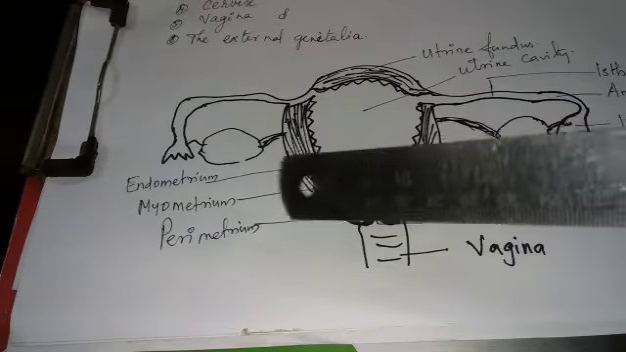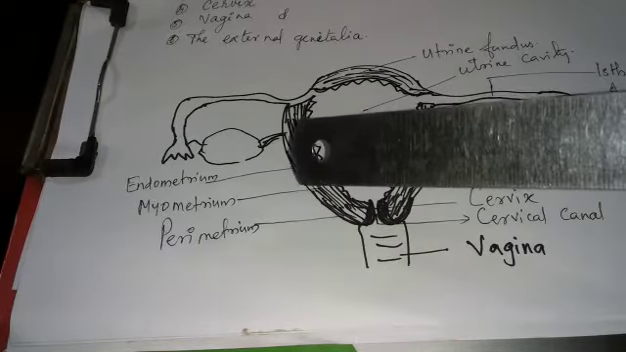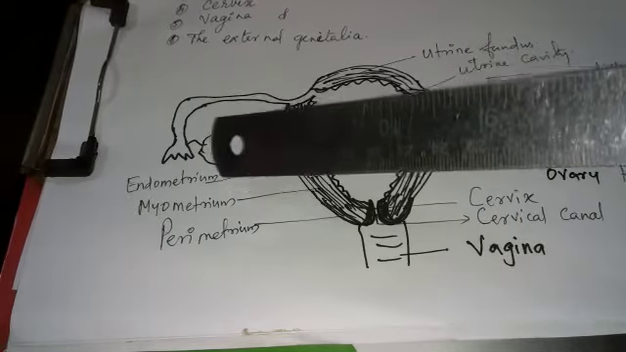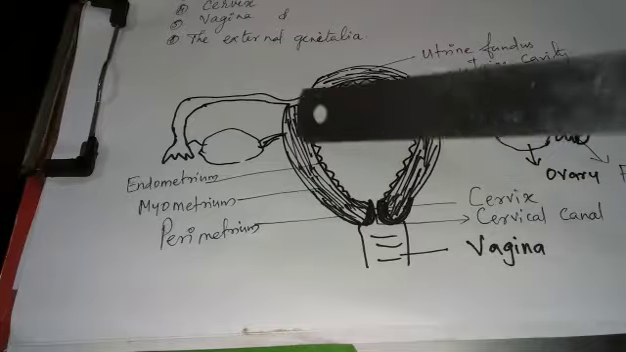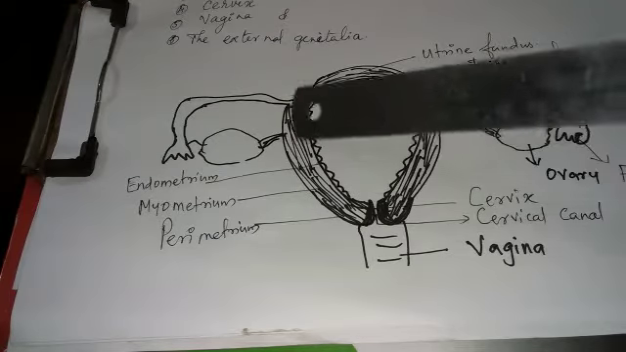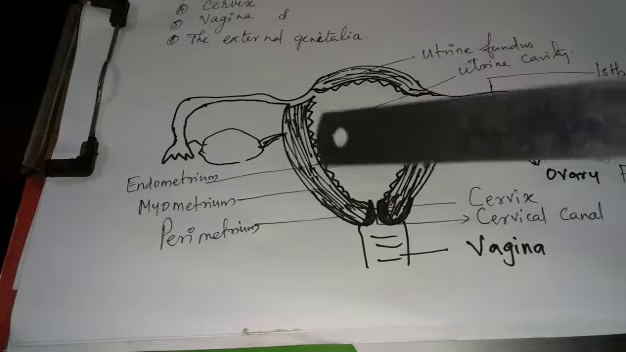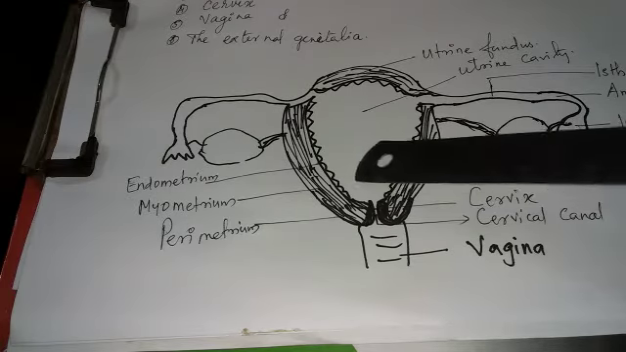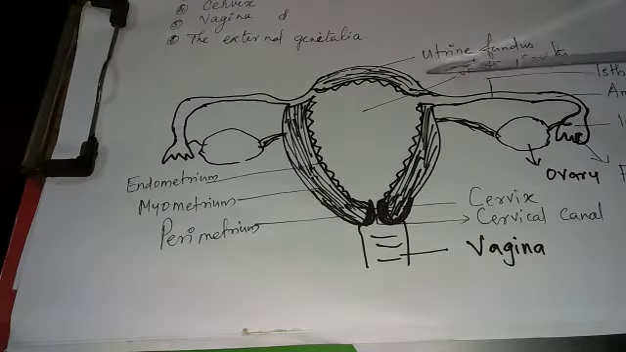The myometrium is a thick layer of smooth muscle, and inner to the myometrium is the innermost layer known as the endometrium. It is highly glandular and lines the uterine cavity. This part is the uterine cavity where the fetus develops. The upper region of the uterus is known as the uterine fundus.